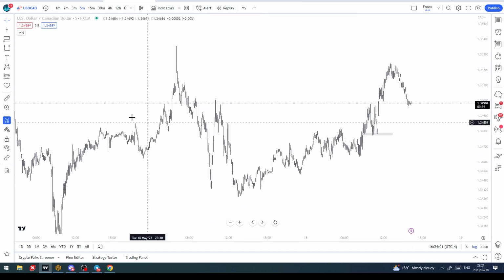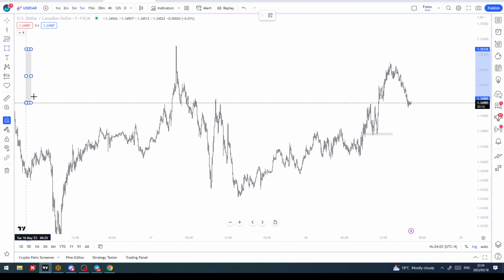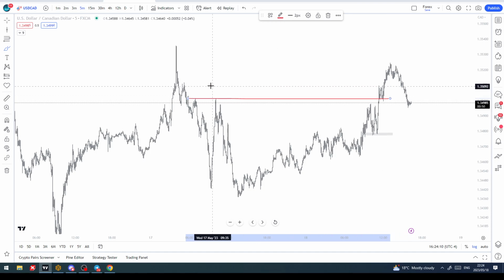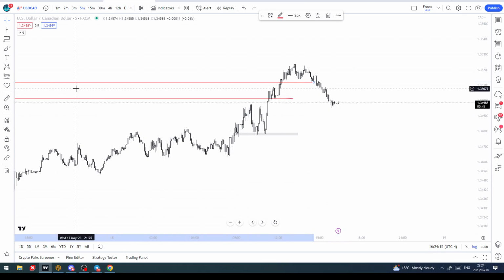Personally, I would have targeted these up here. Sorry, 1 second. I would have targeted at least here, these relative equal highs here, and these failure swings up here. So what does that get us?